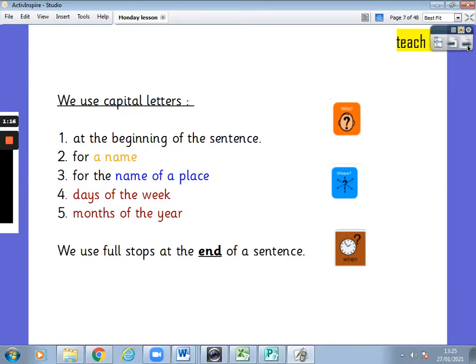So, when are we using capital letters and full stops? We use capital letters at the beginning of a sentence, for a name, so a who, a character, a name, for the name of a place, so a where, days of the week and months of the year, so to tell us when. And we use a full stop at the end of a sentence.